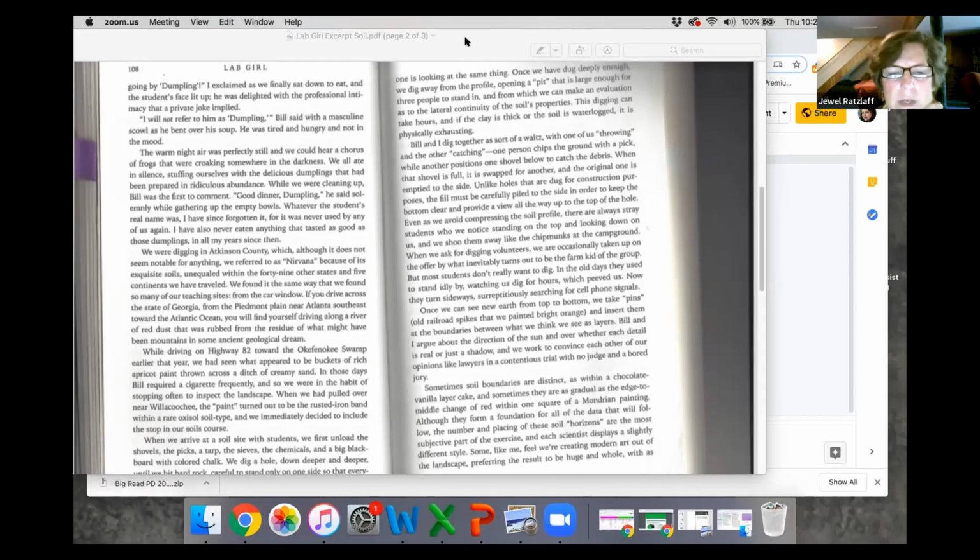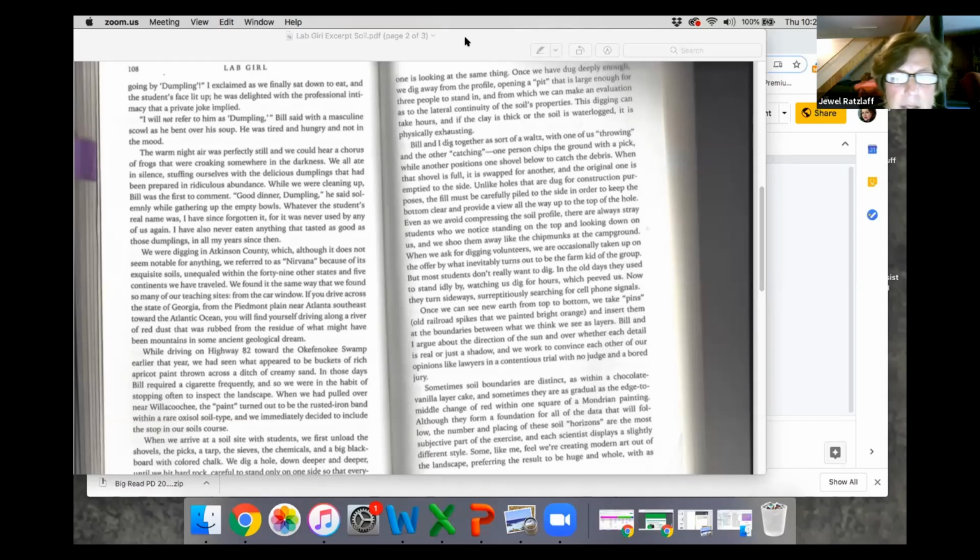Even as we avoid compressing the soil profile, there are always stray students who we notice standing on the top and looking down on us, and we shoo them away like chipmunks at the campground. When we ask for digging volunteers, we are occasionally taken up on the offer by what inevitably turns out to be the farm kid of the group. But most students don't really want to dig. In the old days, they used to stand idly by watching us dig for hours, which peeved us. Now they turn sideways, surreptitiously searching for cell phone signals.